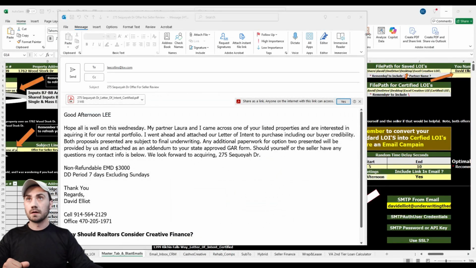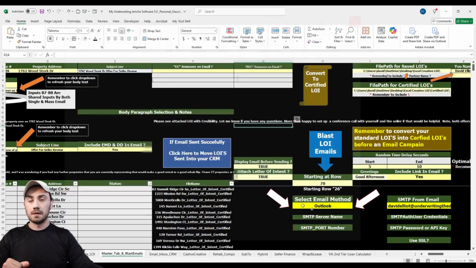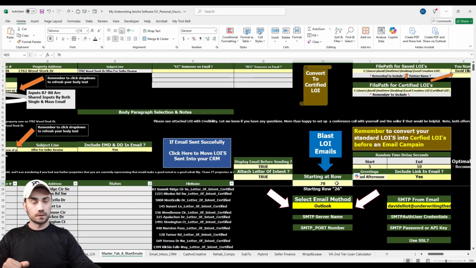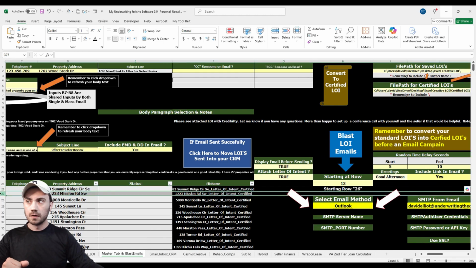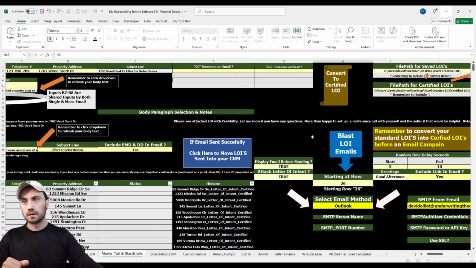So I'll minimize out of here, close out of this Outlook email, and now I'm going to change the starting row to row 26. Row 26 is my starting row as indicated here on this spreadsheet. We're going to change the display email to false. We're going to say attach the letter of intent, yes.